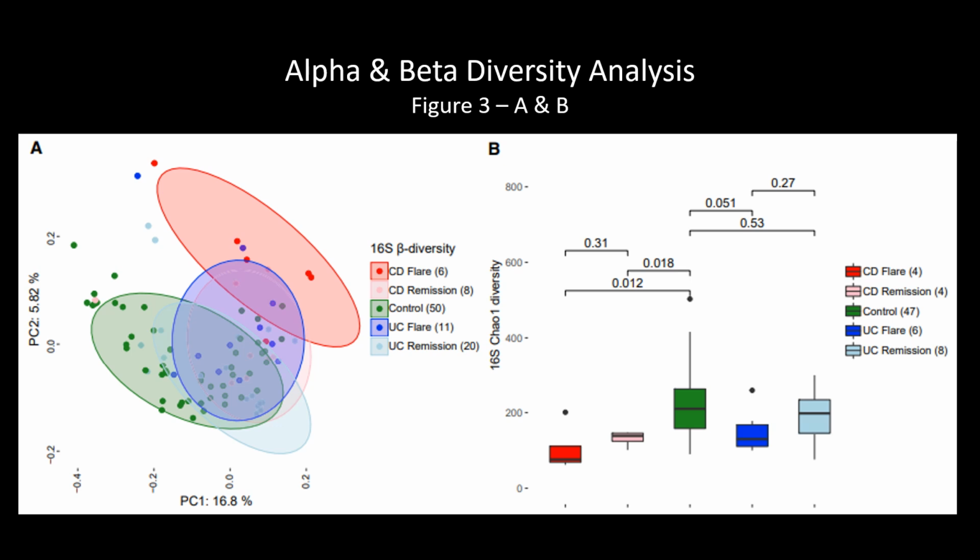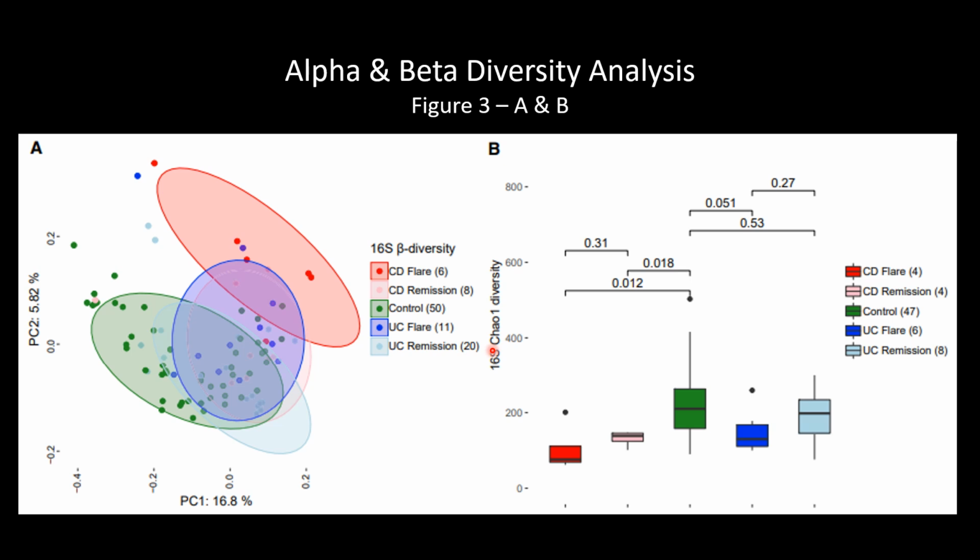Let me get my pointer. Here is the UC flare, the light blue is UC remission, the green is the controls, and then this is Crohn's over here. The PERMANOVA values are P equals 0.018 and P equals 0.001, which was reflected in the virome composition. Crohn's patients, as we can see, showed the greatest deviation from the healthy controls, and this shows a much more severe microbiome alteration in Crohn's than in ulcerative colitis and the healthy individuals.